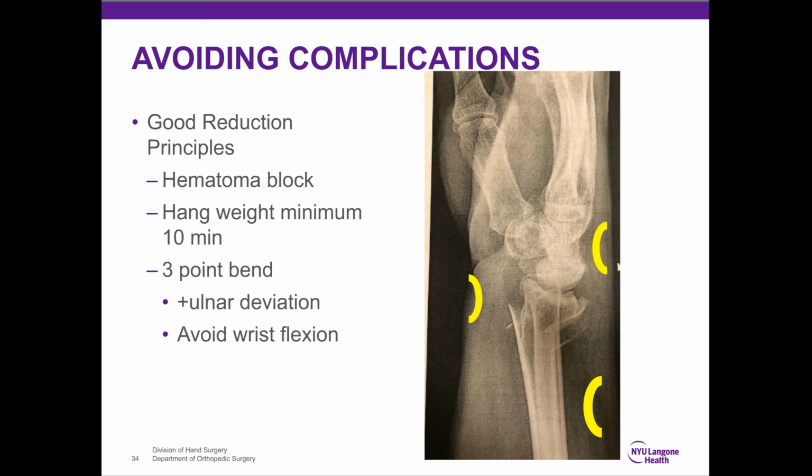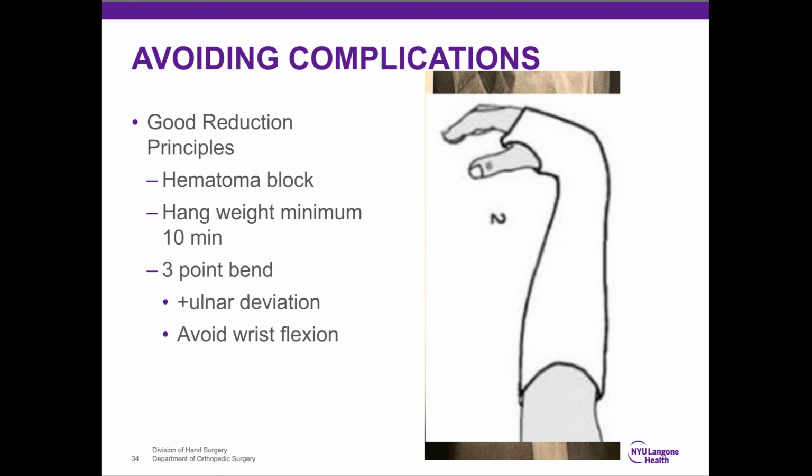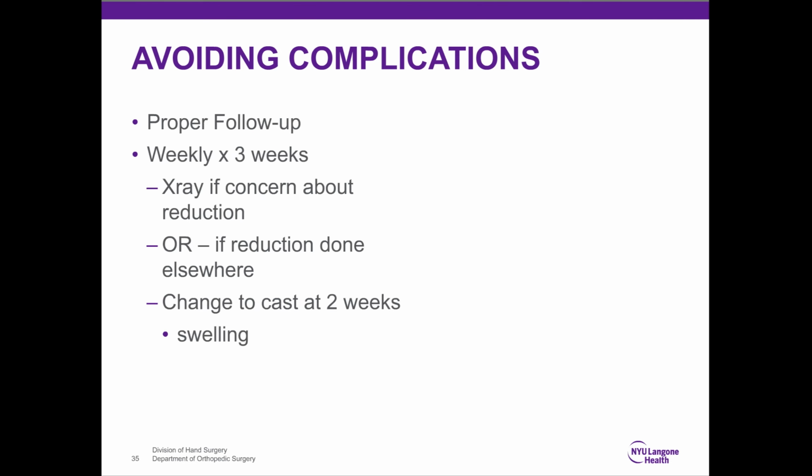Make sure you're hanging weight for a sufficient amount of time. And the three-point bend, the old adage of a curved cast leads to a straight bone. I'm just showing where your molds should be. Think about ulnar deviation and avoid maximal wrist flexion, like the Cotton-Loder position, that can result in some bad outcomes, including finger stiffness and median nerve compression.